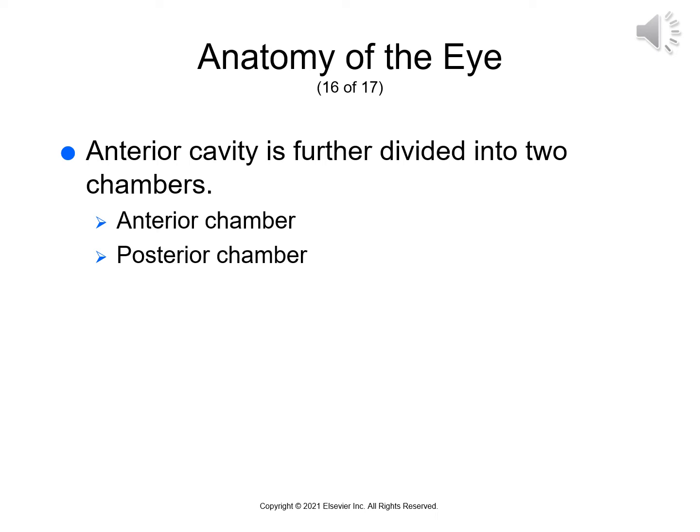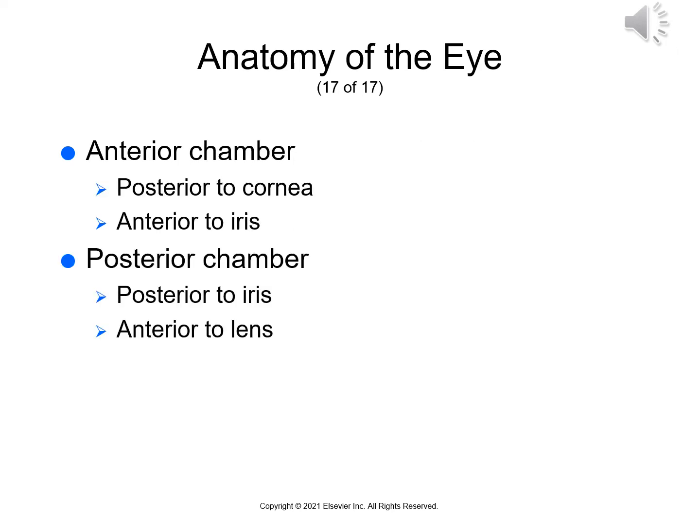The anterior cavity is divided into two chambers, anterior and posterior. Both chambers are filled with aqueous humor. The anterior chamber is posterior to the cornea and anterior to the iris. The posterior chamber, in contrast, is posterior to the iris and anterior to the lens. Glaucoma is the term used to describe a group of ocular conditions characterized by increased IOP.